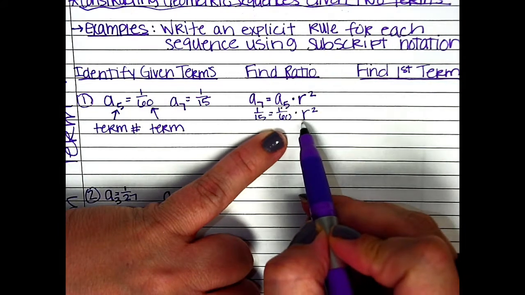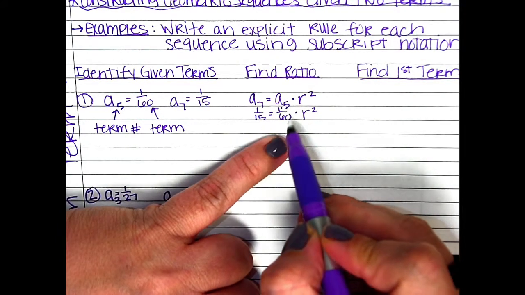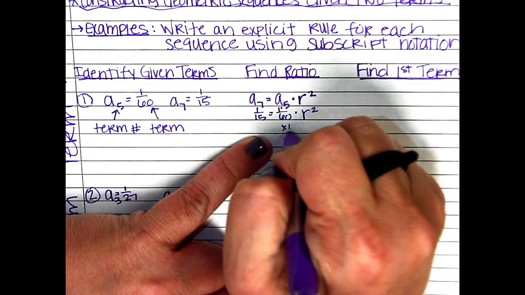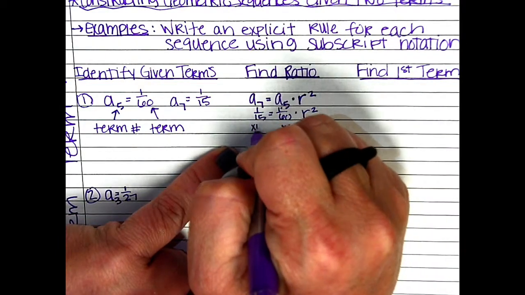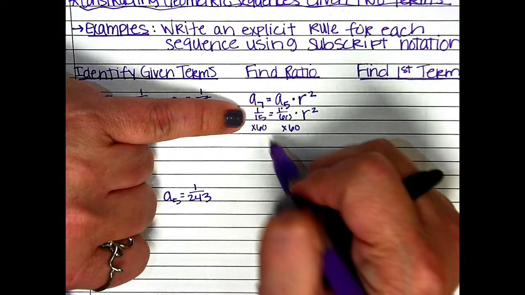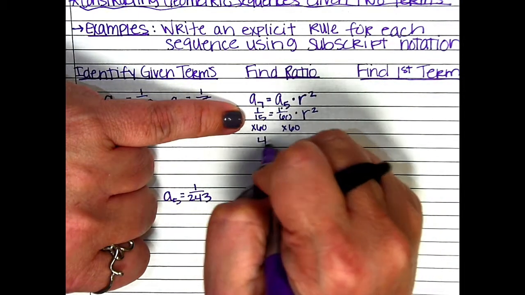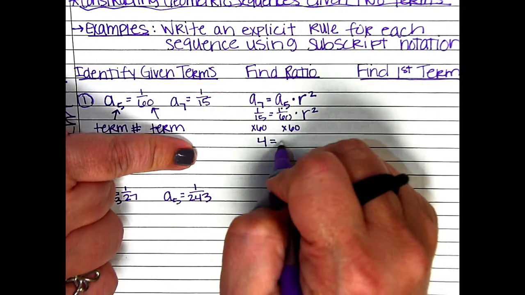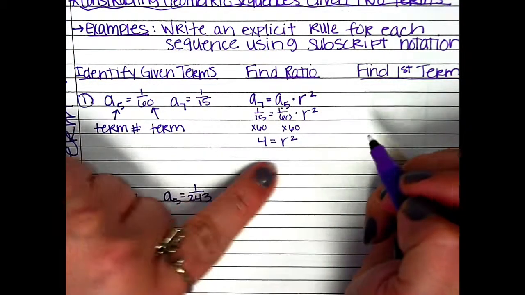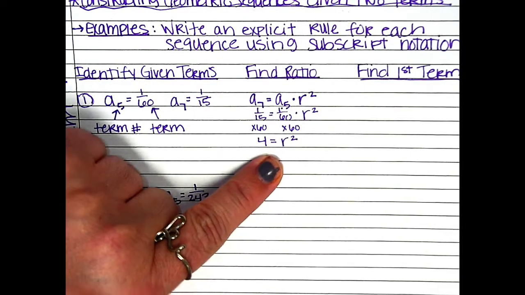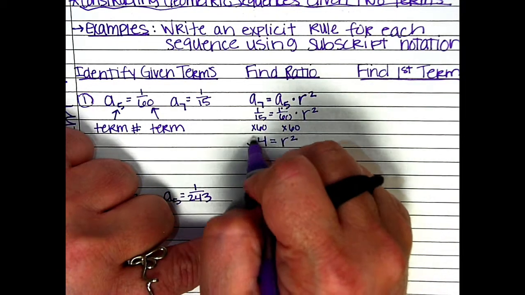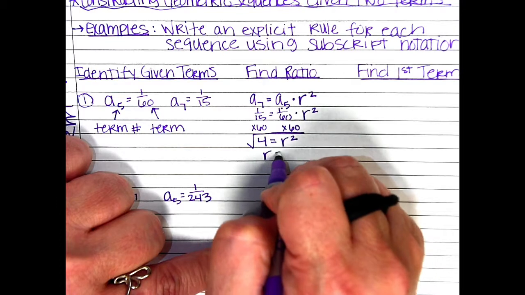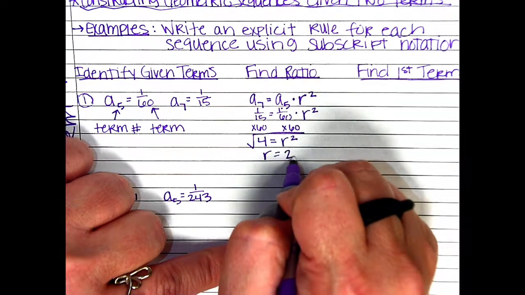To start solving for r, we have a fraction, so we would multiply by the reciprocal. So that's going to be multiply both sides by 60. 1/15 times 60 is 4. 1/60 and 60 cancel out, so I'm left with r squared. Okay, to get rid of a square, we need to do the square root. Square root of 4 is 2, so our ratio is 2.